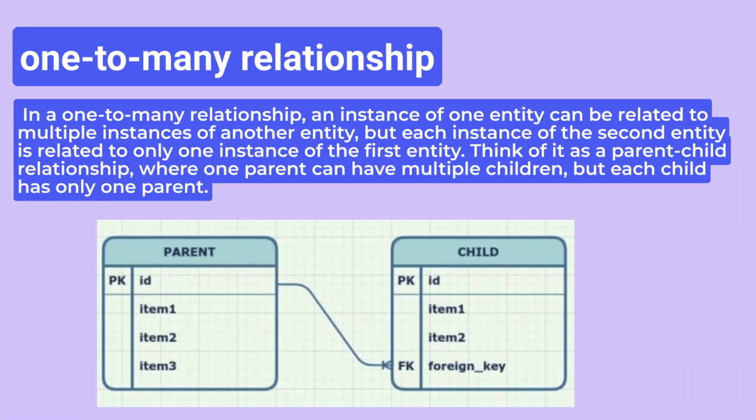In a one-to-many relationship, an instance of one entity can be related to multiple instances of another entity. But each instance of the second entity is related to only one instance of the first entity. Think of it as a parent-child relationship, where one parent can have multiple children, but each child has only one parent.